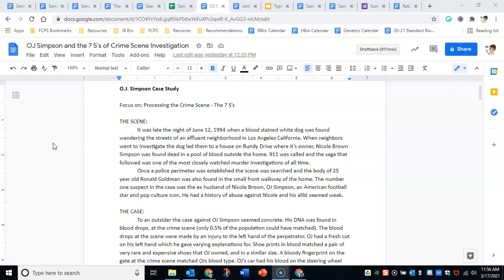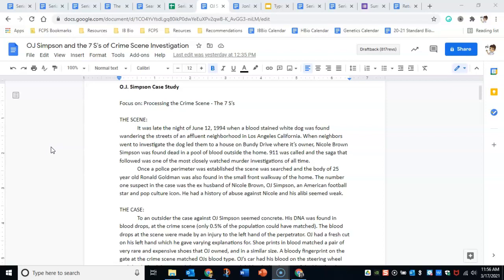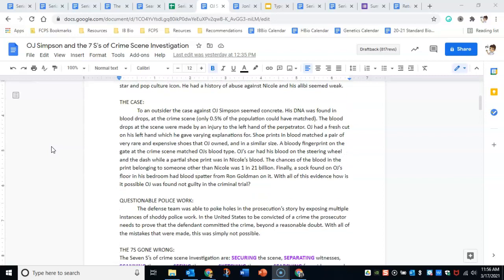The number one suspect in the case was the ex-husband of Nicole Brown, O.J. Simpson, an American football star and pop culture icon. He had a history of abuse against Nicole, and his alibi seemed weak. The case. To an outsider, the case against O.J.